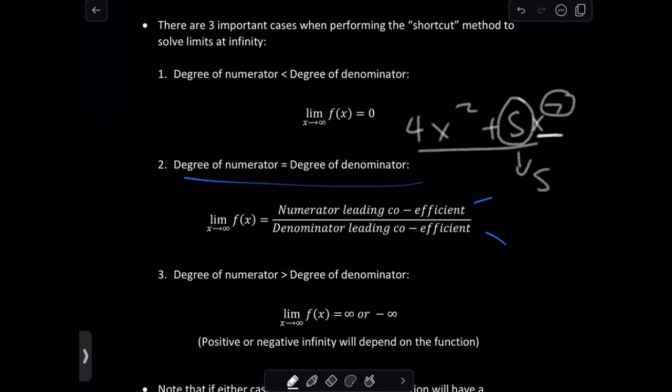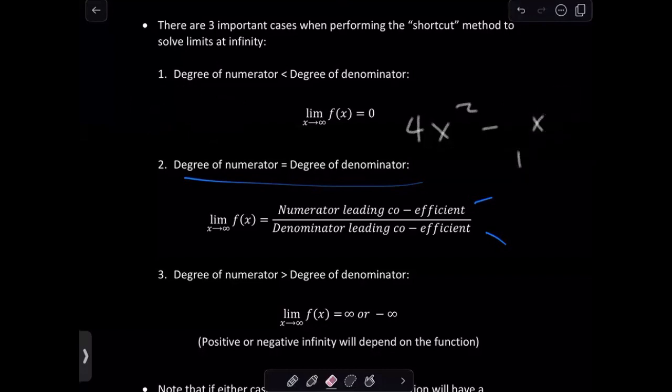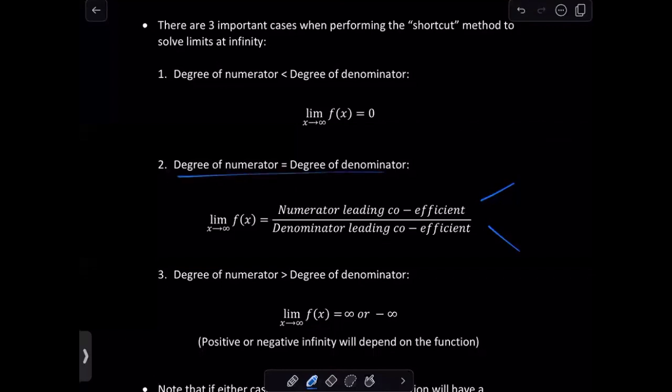Let's just do one more example to ensure you understand. So we'll have negative 3x squared plus, let's say, 2x. What's the leading coefficient? What is the highest power? The highest power is squared. Here's the term with the highest power, and there's the coefficient of that term. The leading coefficient is -3. So that is what a leading coefficient is. All you need to do is identify the leading coefficient in the numerator and then divide it by the leading coefficient in the denominator. That's when the degree of the numerator is equal to the degree of the denominator.